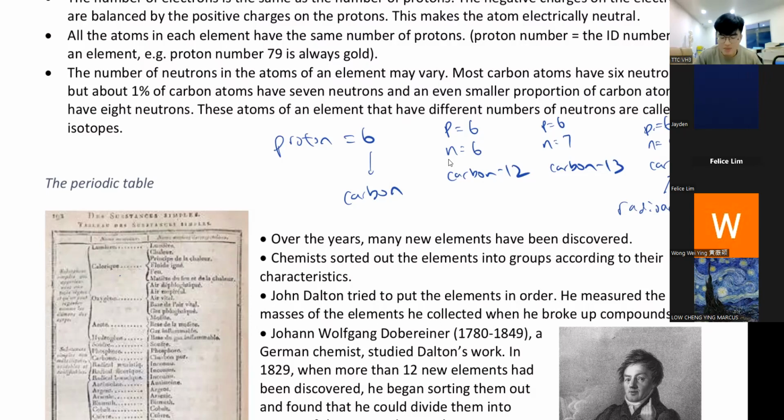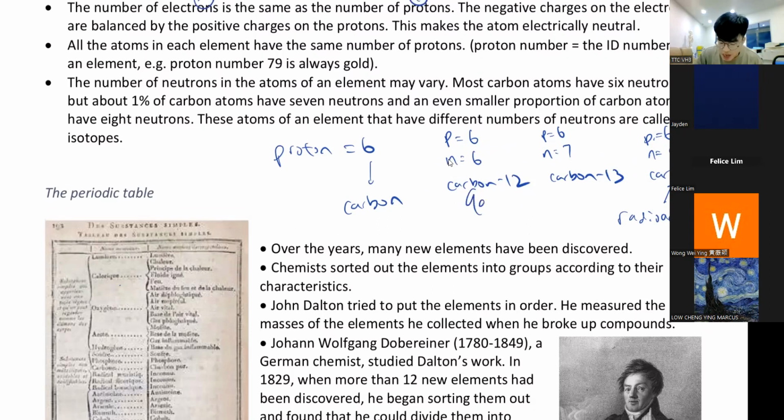So you have your carbon 12, carbon 13, and carbon 14. Guys, carbon 14 is very rare. Usually 99% of carbon will be carbon 12. So again, if you have the same proton number but different neutron numbers, these three brothers, we call them isotopes.